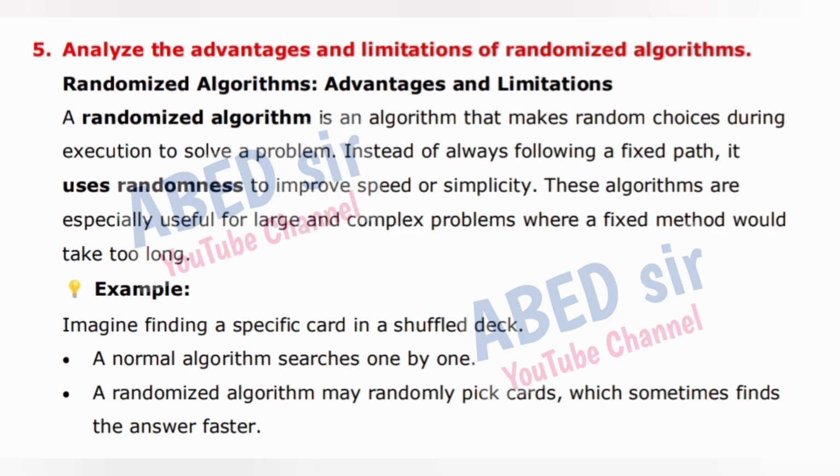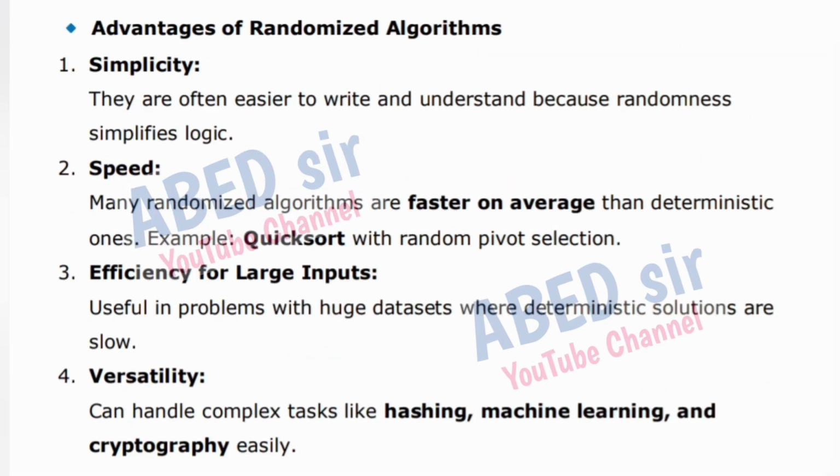Example. Imagine finding a specific card in a shuffled deck. A normal algorithm searches one by one. A randomized algorithm may randomly pick cards, which sometimes finds the answer faster. Advantages of randomized algorithms. 1. Simplicity. They are often easier to write and understand because randomness simplifies logic. 2. Speed. Many randomized algorithms are faster on average than deterministic ones. Example, quicksort with random pivot selection.